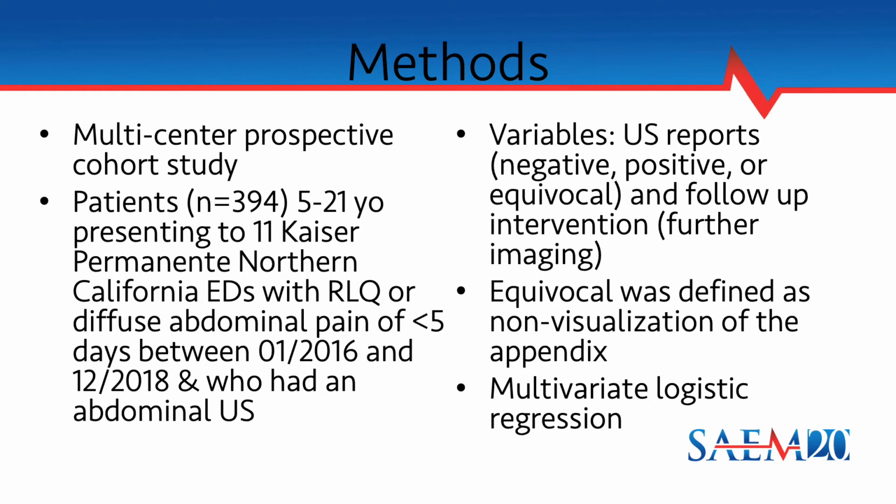Variables that we used include the ultrasound report as negative, positive, or equivocal, with equivocal being defined as non-visualization of the appendix, and further subcategories were based on notation of secondary signs of inflammation, and then whether a follow-up intervention or further imaging was obtained. We then used multivariate logistic regression, adjusting for multiple patient and facility level predictors to examine the association between pARC score and likelihood of an indeterminate report.